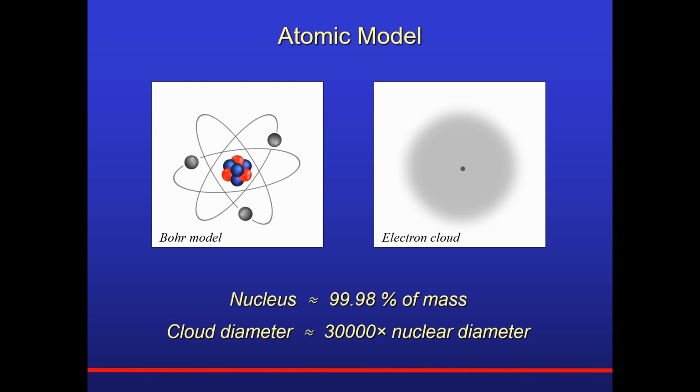Now, here's the scale of the atom. The nucleus has about 99.98% of the mass, but the diameter of the cloud is about 30,000 times greater than the size of the nucleus. So the electrons, much lighter, travel very far from the nucleus. When they get very far, they have the smallest electrical attraction to the nucleus.